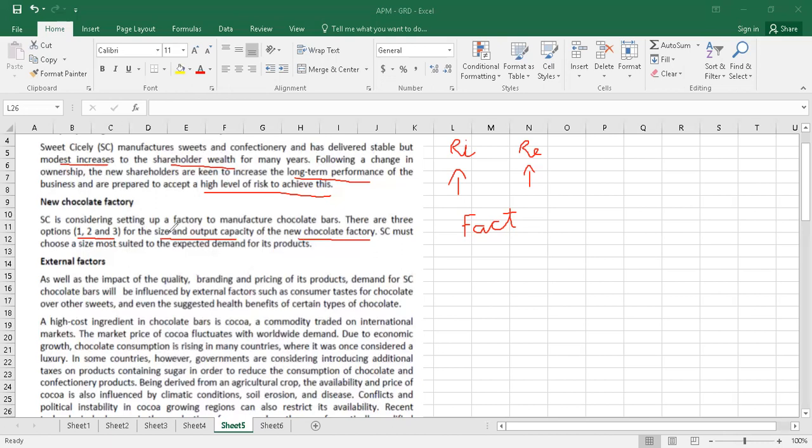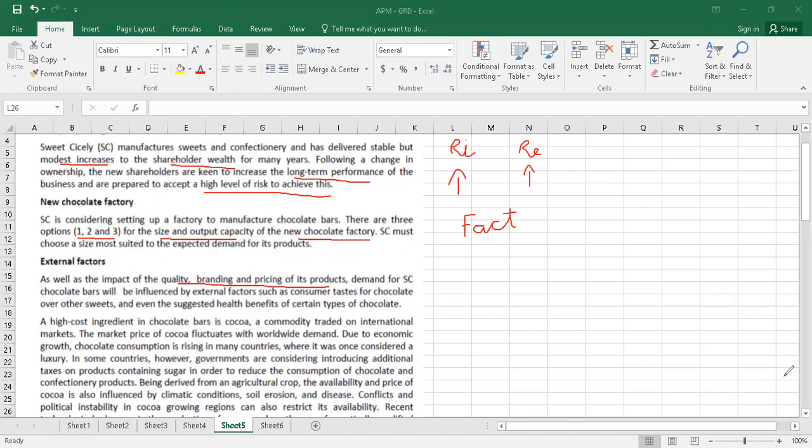See the external factors. These external factors have to be considered. SC must choose a size most suited to the expected demand for its products, as well as the impact of quality, branding, and pricing of its products. So these are internal decisions. Pricing again depends on external factors, how the competition is, etc. Quality is an internal aspect. The demand for SC chocolate bars will be influenced by external factors such as consumer taste for chocolate over other sweets, and even the suggested health benefits of certain types of chocolate.